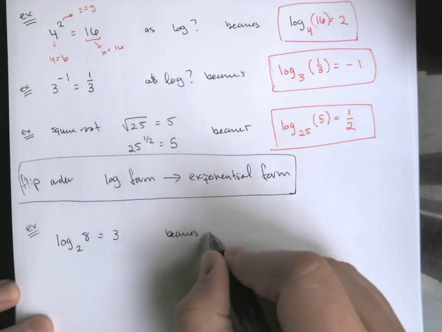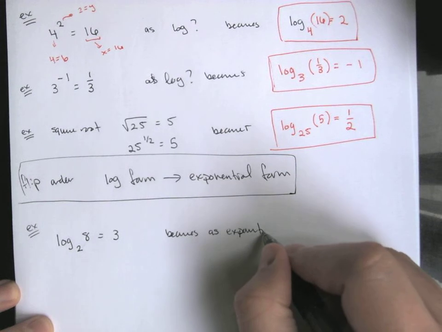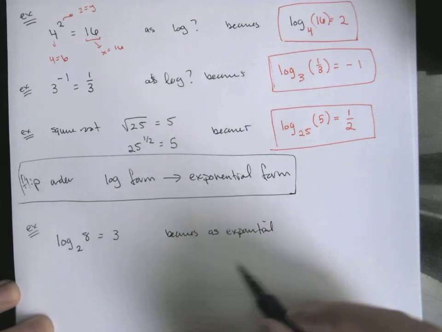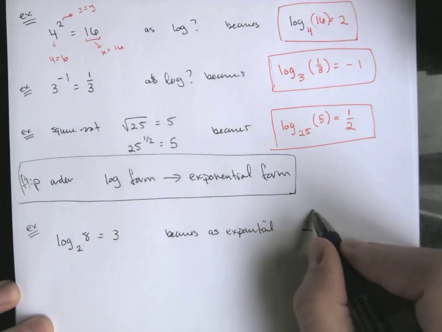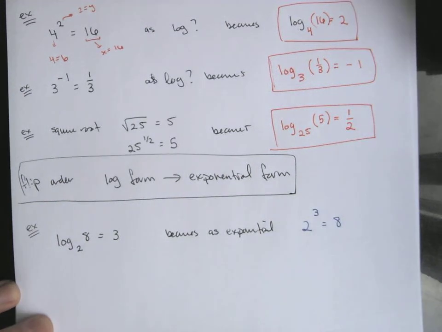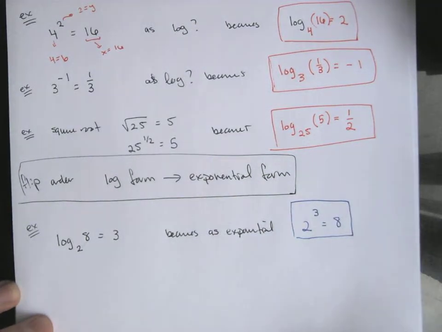So this becomes, as an exponential, what is this going to turn into? The idea is 2 raised to the 3, so my base value is 2, and the number over here is the exponent. So 2 raised to the 3. And of course, 2 cubed is going to be 8. That totally works out. These two things are consistent. So we're just practicing going back and forth between these two forms.